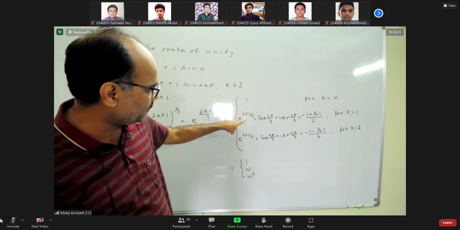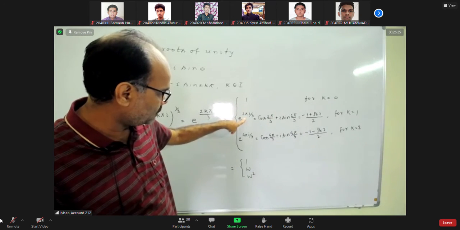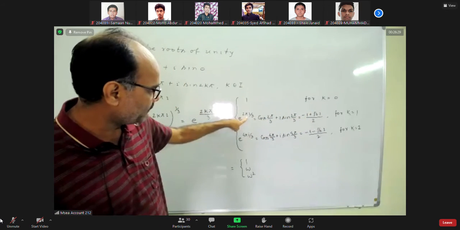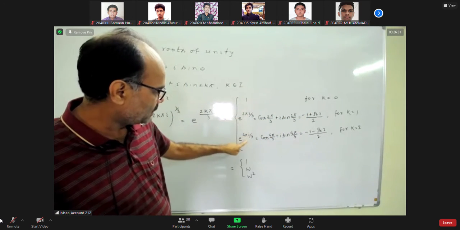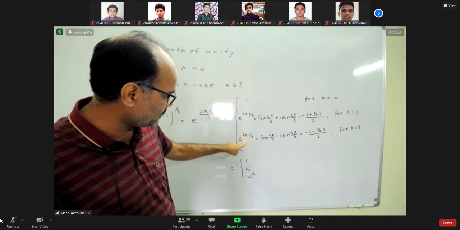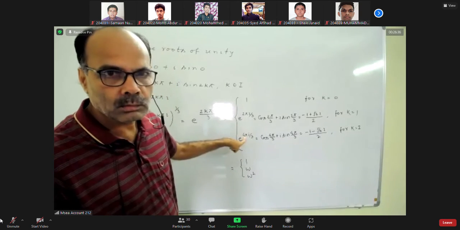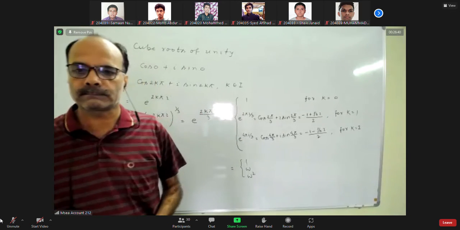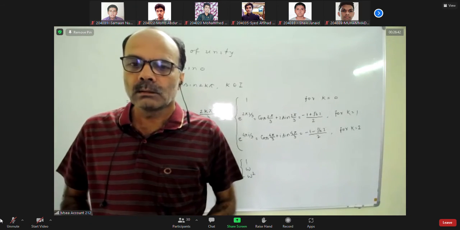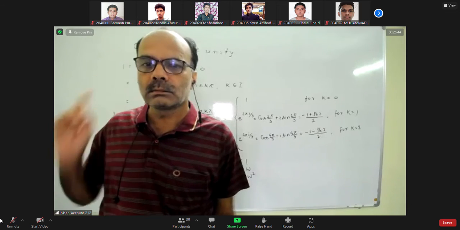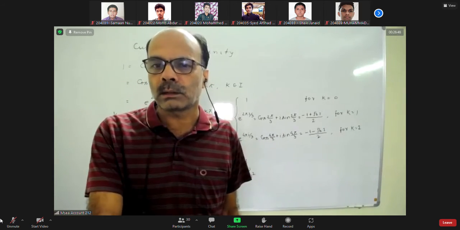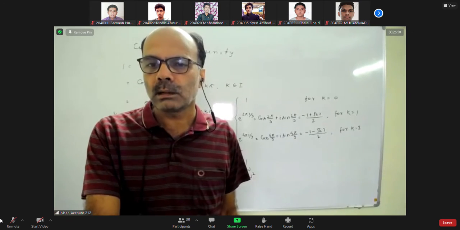This is a complex number whose magnitude is 1 and argument is 2 pi by 3. This is a complex number whose magnitude is 1, argument is 4 pi by 3. So these are the 3 cube roots of unity: 1, omega, omega square.